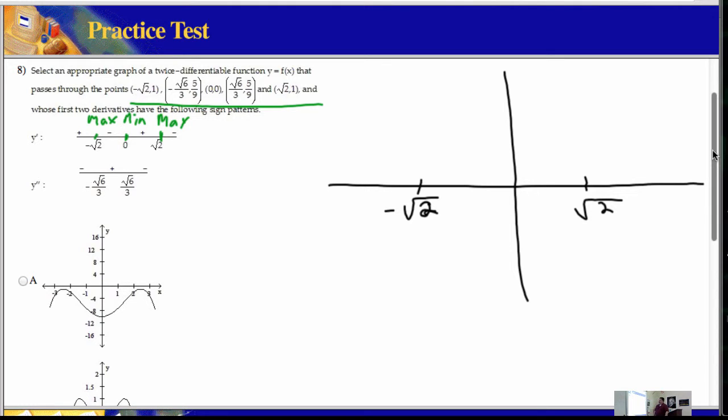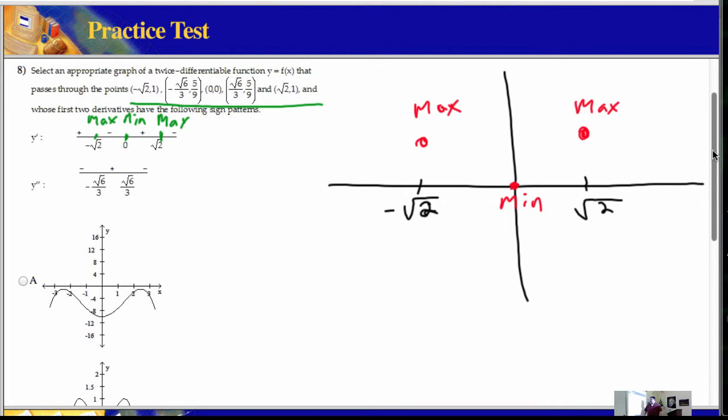So now I've got a min and a max, so a point on the line is negative 2, 1. So at negative 2, 1, I have a max. This goes a lot quicker because they're giving us information. At 0, 0, I'm at the origin. I have a minimum. Are you guys watching this? Yes. And then at square root 2, 1, I have a max. Now, the only thing we need is concavity.